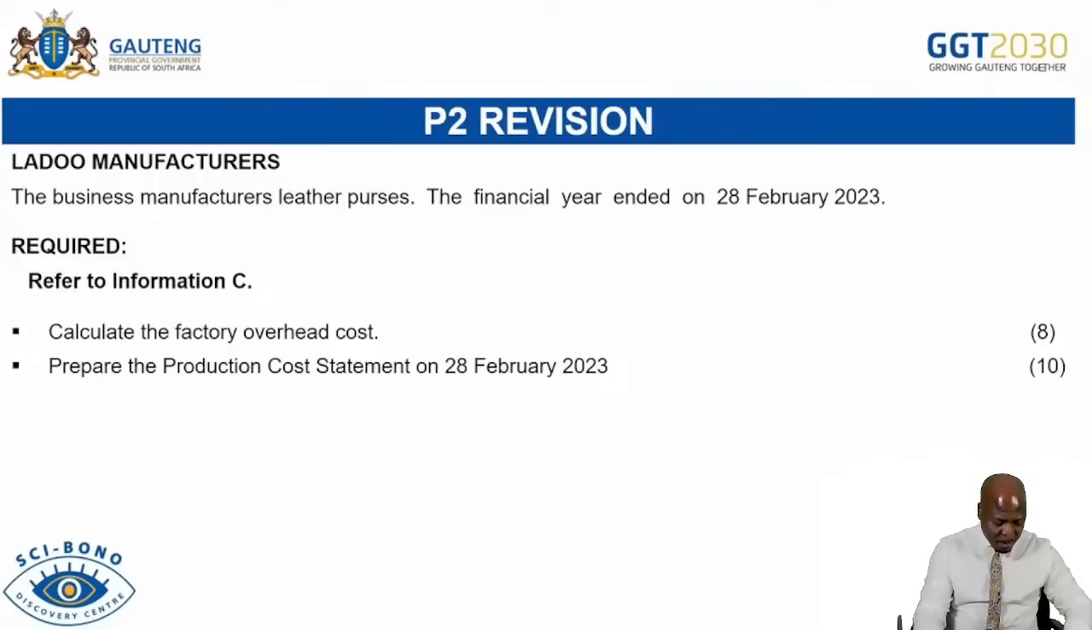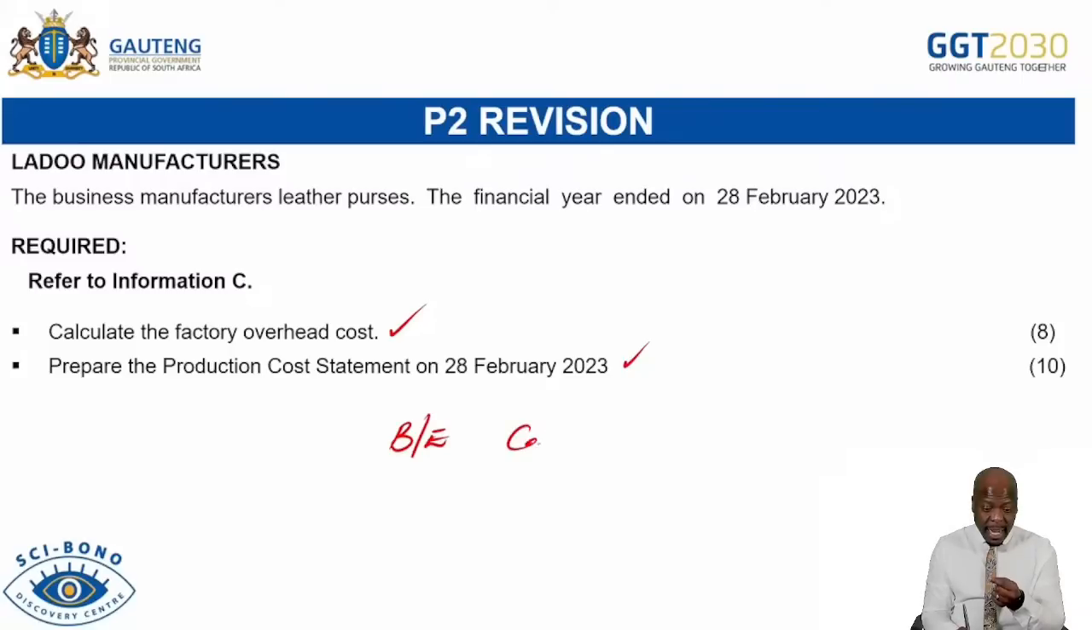Activity 3 now, I'm going to speak to cost accounting. Okay, so when we come to cost accounting, there are certain things that you need to prepare. You must know how to do your factory overhead cost. You must know how to do your production cost statement. You must also know how to do your abridged statement of comprehensive income. You know that short income statement? You must know how to do that one. You must also know how to do your break-even calculations. You must also know how to do break-even analysis.